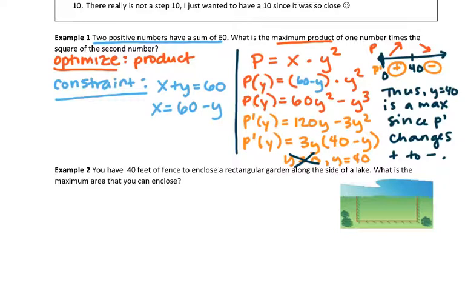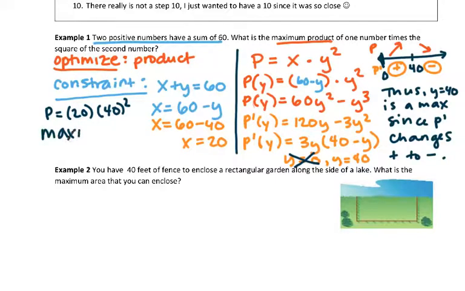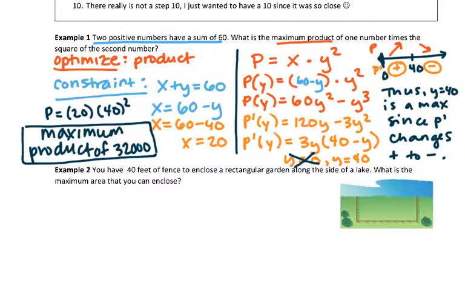Okay, so now we can actually answer the question of what is the maximum product. So if y is 40, and we come over here, we can figure out that x is 60 minus 40, so x would be 20. And so if we actually found this mysterious product here of x times y squared, then it would be 20 times y squared, so 40 squared, which would give us a maximum product of 32,000. So that's the actual final answer, but your justification is just as important.